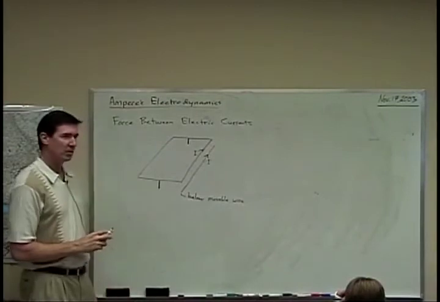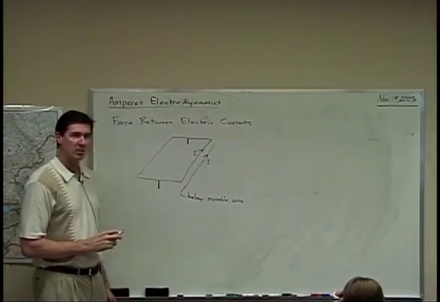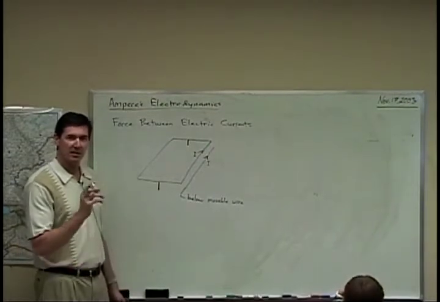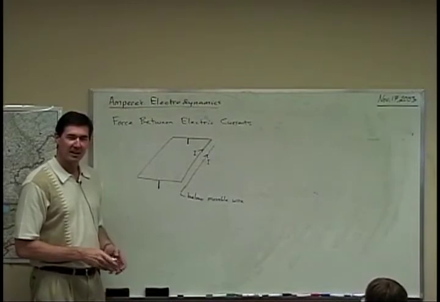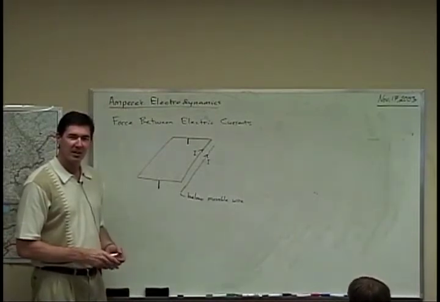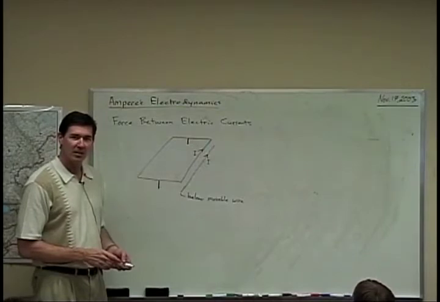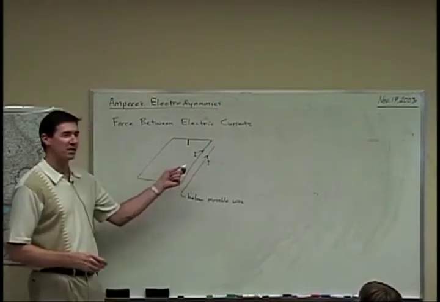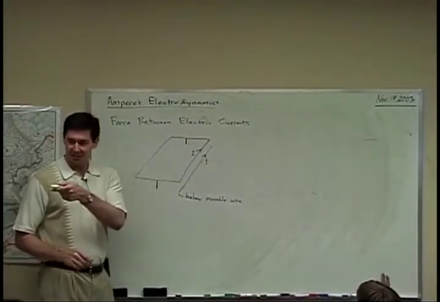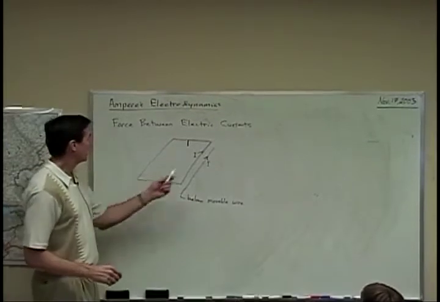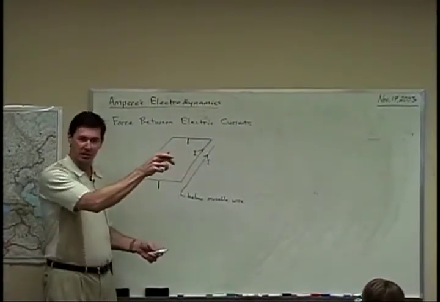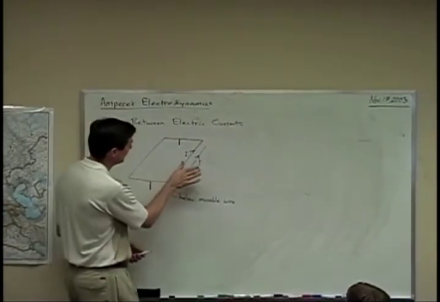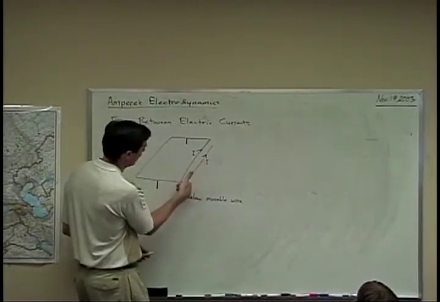Now, what's going to happen in this case? Ben? They're going to repel, or what? I mean, you can work it out if you don't remember. The movable one will go down. Yeah, the movable one's going to go down, because when the 2 currents are in the same direction, they attract.